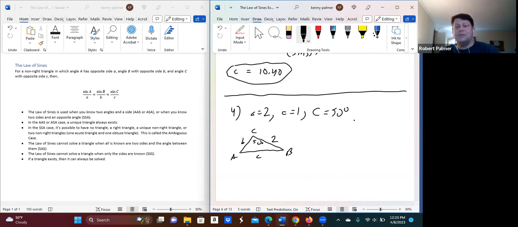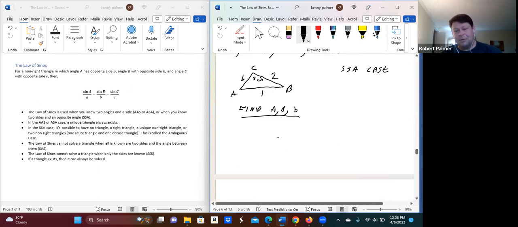So what case is this? Well, this is another side-side-angle case. And then we need to find angles A, B, and side C. Oh, I'm sorry, side C is 1. Side B, rather. Side C is 1, and then side B. Okay. Now, let's try and find A first.